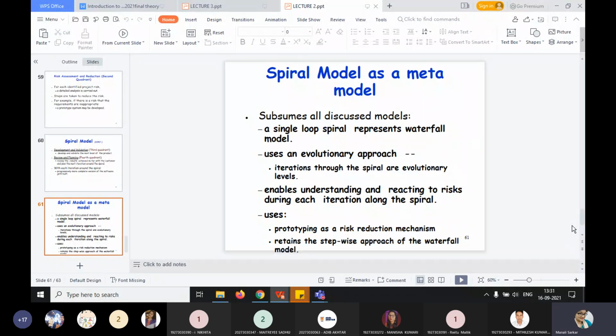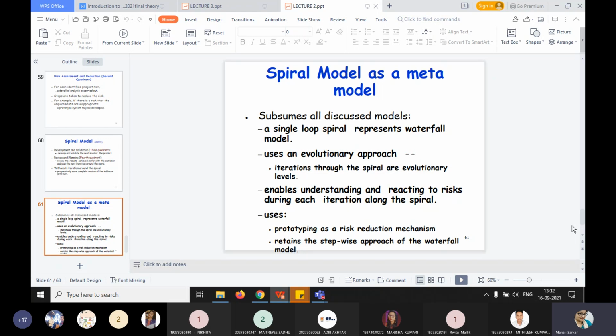Spiral model as a meta model. Now remember this thing, another name of the spiral model is meta model. Remember this term. Whenever a question paper asks which of the following models is also known as meta model, you need to choose spiral model. Suppose four options are given: waterfall model, iterative waterfall model, prototyping model, and spiral model. Then you are going to pick spiral model.